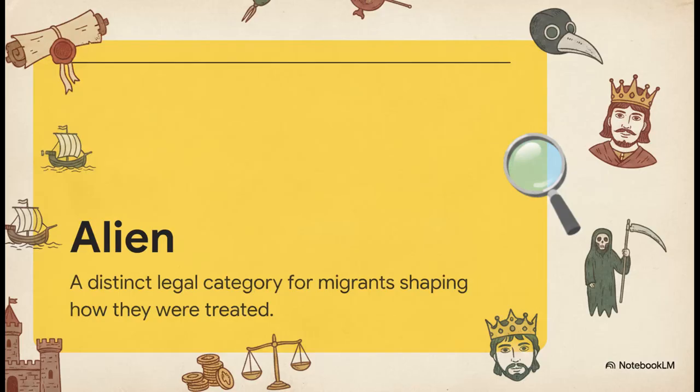So the crucial point is how these migrants were actually categorized and treated. The strict legal definition you must know is alien. In medieval England, an alien was a distinct legal category for migrants that strictly shaped their rights, their taxes, and how they were handled by the monarchy. During massive disruptions, like the Black Death, for example, this specific legal status fundamentally defined the migrant experience, often making them incredibly vulnerable to changing royal whims.